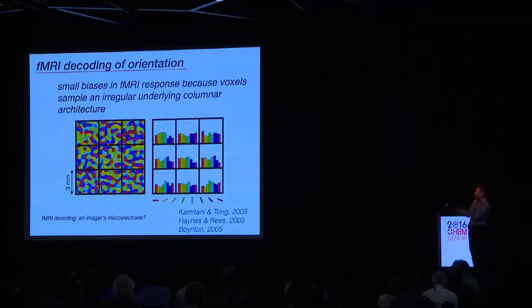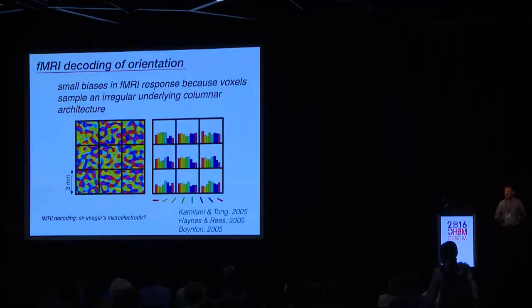So just by chance, you might sample from slightly more columns that have a preference for 45 degrees, say. And the next voxel over has a slightly different orientation preference for the same reason. And while each bias in every individual voxel might not be significant, if you pool the data using MVPA, you can pull out the orientation that the subject was viewing. So this idea got very popular in the field. These papers have been cited over 1,000 times each.